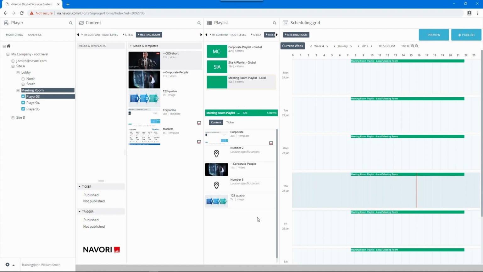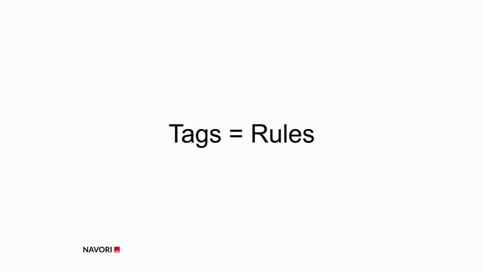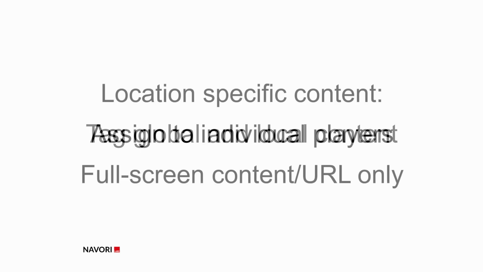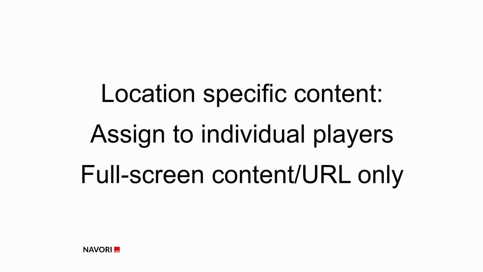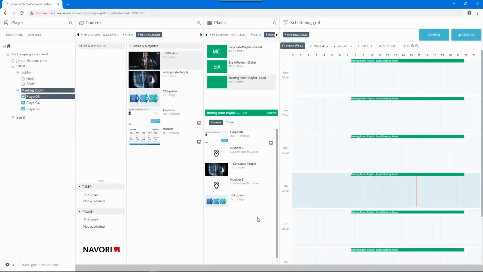Each method has its advantages. Tags let you enforce rules where some content can only be played on some players, and you can also tag templates. You can tag global content stored in upper levels, and rest assured this content will only play where it should, anywhere on your network. On the other hand, location-specific content must be assigned to individual players, and only full-screen content and URLs are supported. The method you choose will depend on the results you're looking for.